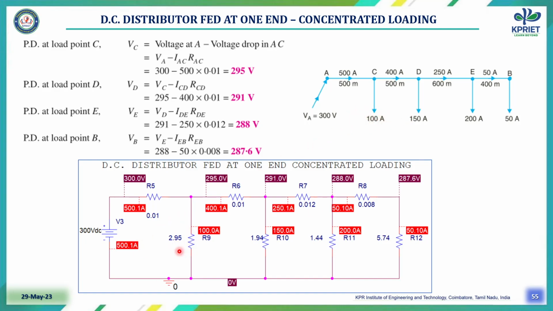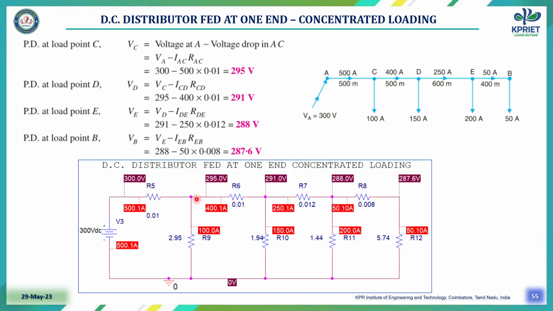For 100 amps, we calculate the value, 2.95. Similarly, we have to calculate the resistance for each section. From tapping point C, what is the shunt resistance? From D point, what is it? Similarly for EB, we calculate the shunt resistance value, substitute that value, and after the simulation, we can arrive at that solution.